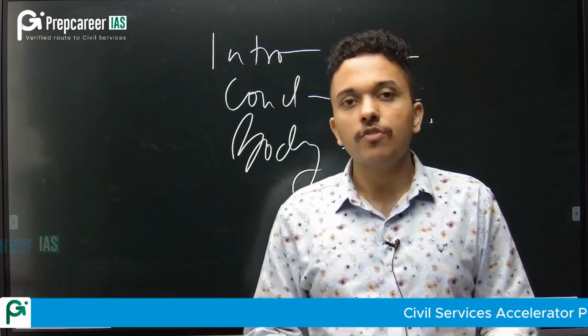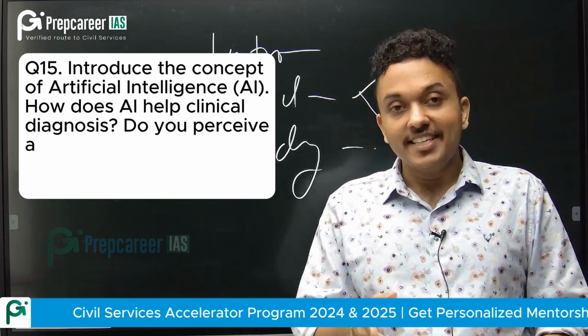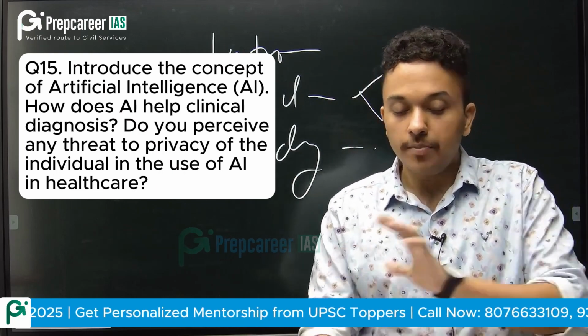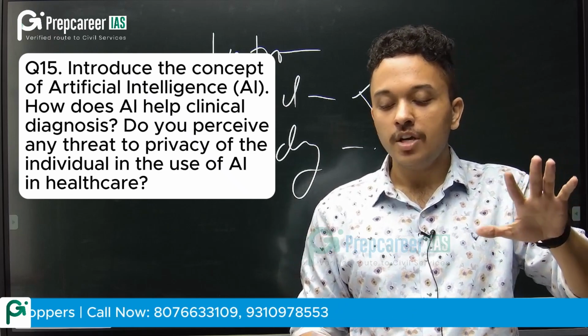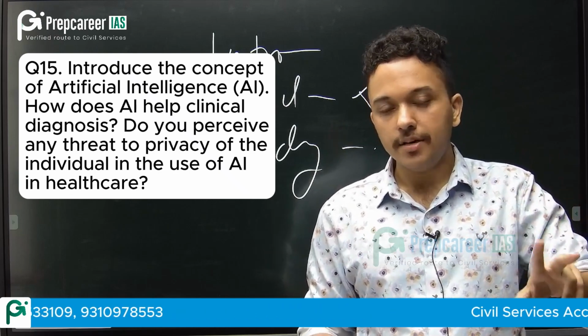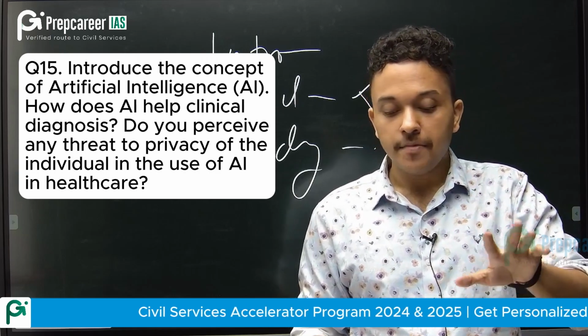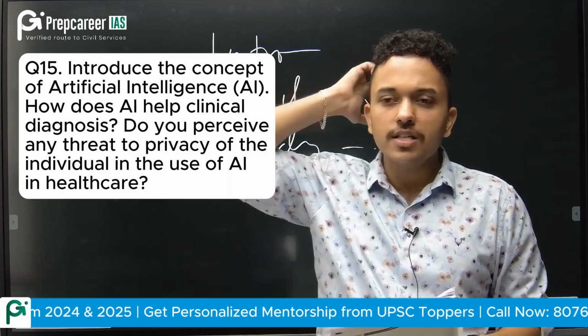Next question of GS3, the last question in GS3 that we'll be discussing, is: introduce the concept of artificial intelligence. So that's one part. Next part is how does AI help clinical diagnosis. That's the second part. The third part is, do you perceive any threat to privacy of the individual in the use of AI in healthcare. So you have clear 3 parts in the question.